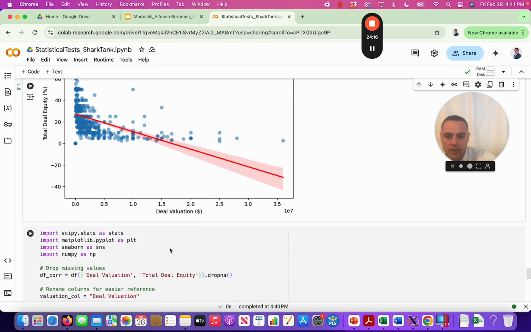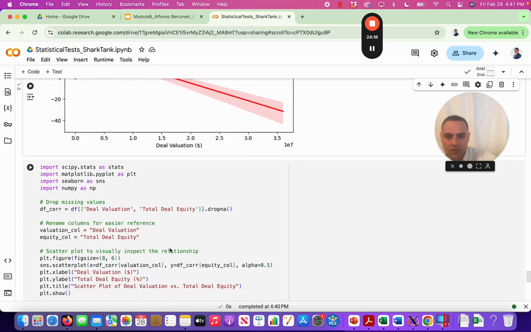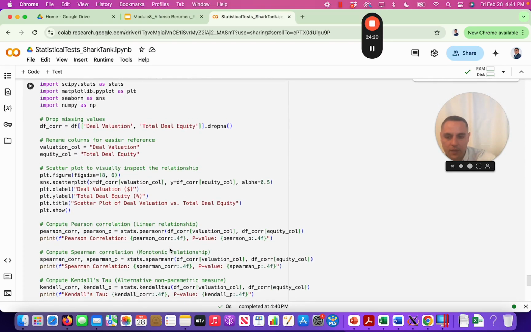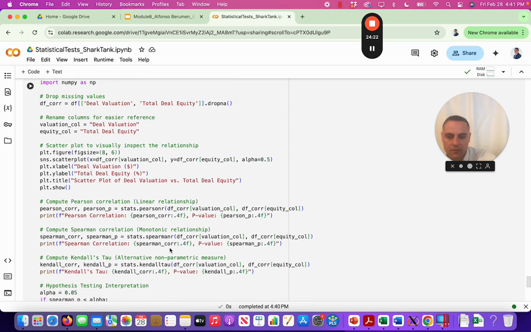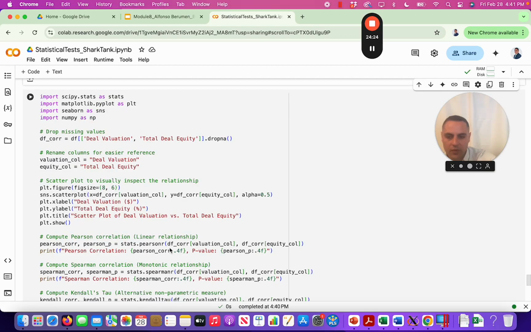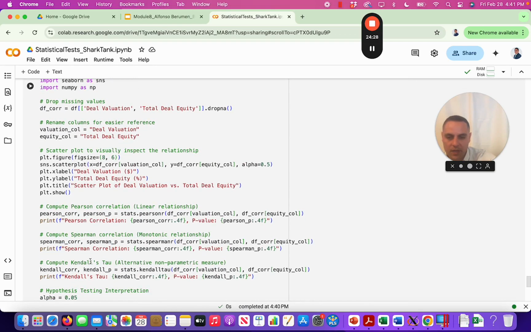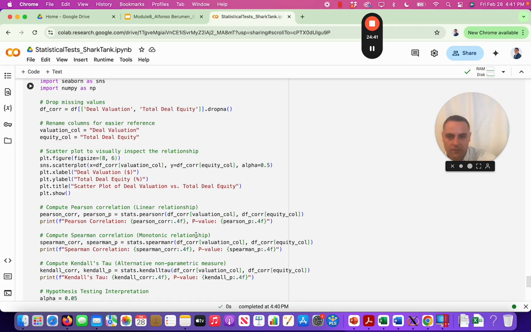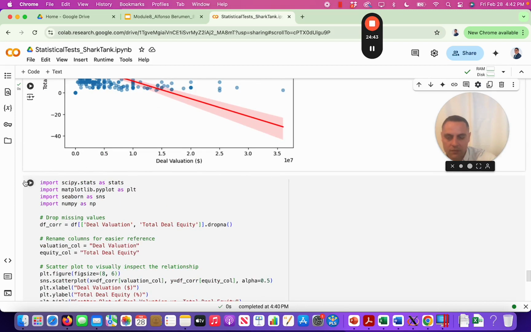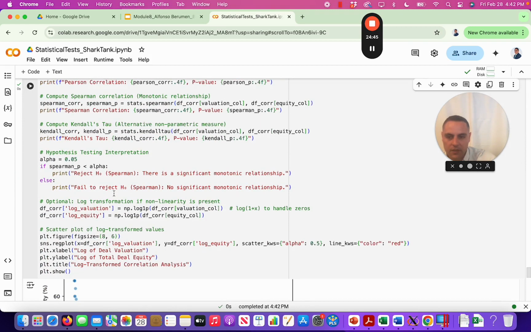Well, in fact, there are some variations that we can look at for correlation. So we're going to look at Pearson, Spearman, and then Kendall's tau. So Kendall's tau is the non-parametric version. Pearson actually assumes a linear relationship, whereas Spearman actually assumes a monotonic relationship. So you can test those as well, just to confirm.